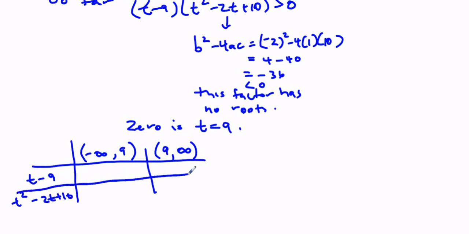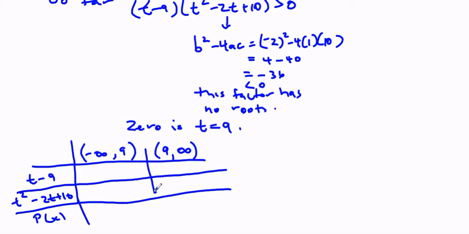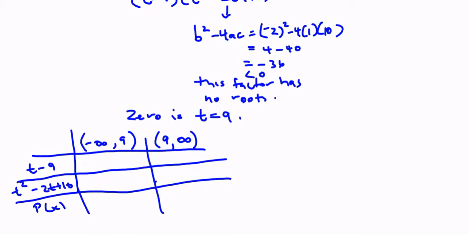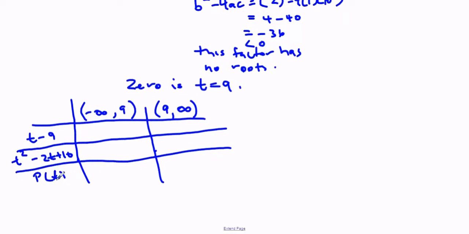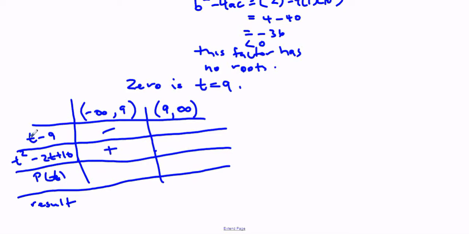I'm just going to write p of x, or no, sorry, we didn't give a name to it, it's not p of x, it's p of t, right? So I'm going to put in p of t, and then I'll just write result, and I'm sorry that this is so messy. Okay, so testing. I'm going to pick a number between negative infinity and 9. How about 0? 0 minus 9, that's negative. 0 squared minus 2 times 0 plus 10, well, that's positive. And then when I multiply this times this, a negative times a positive, I get a negative.